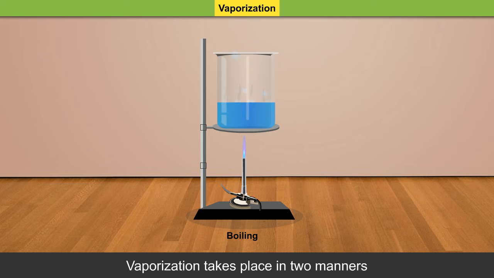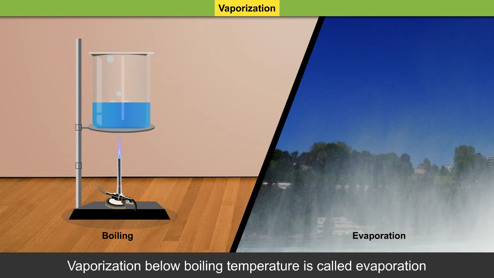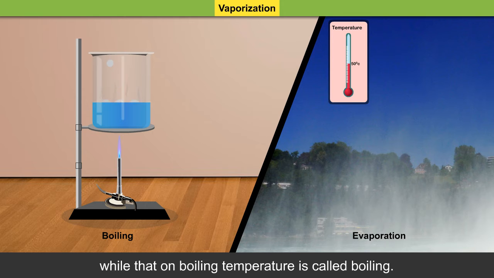Vaporization takes place in two manners, which are known as boiling and evaporation. Vaporization below boiling temperature is called evaporation, while that on boiling temperature is called boiling.